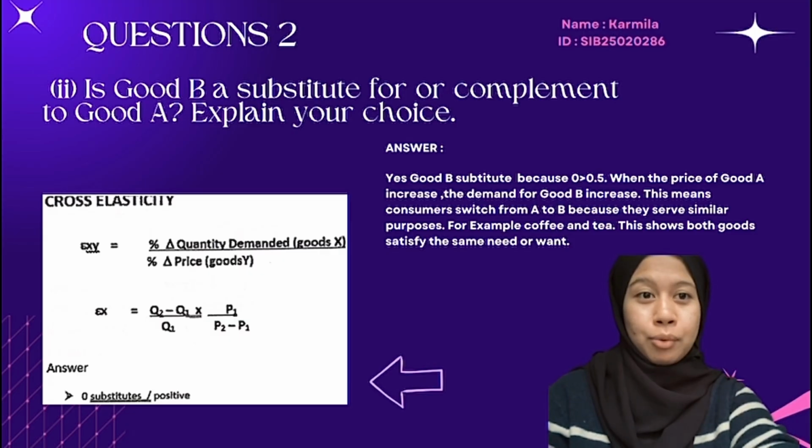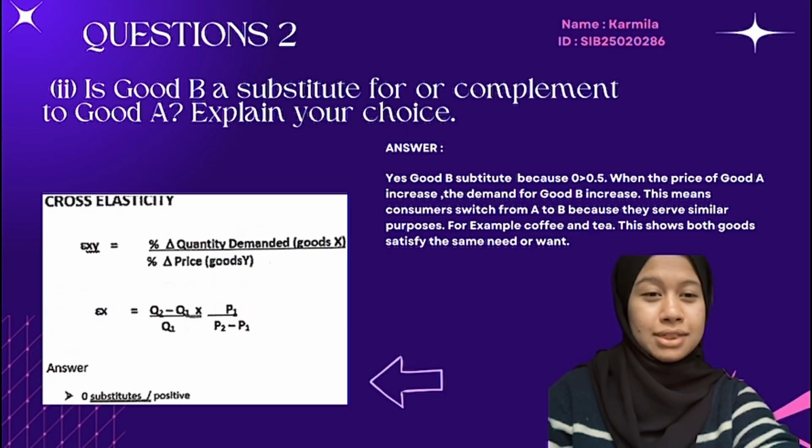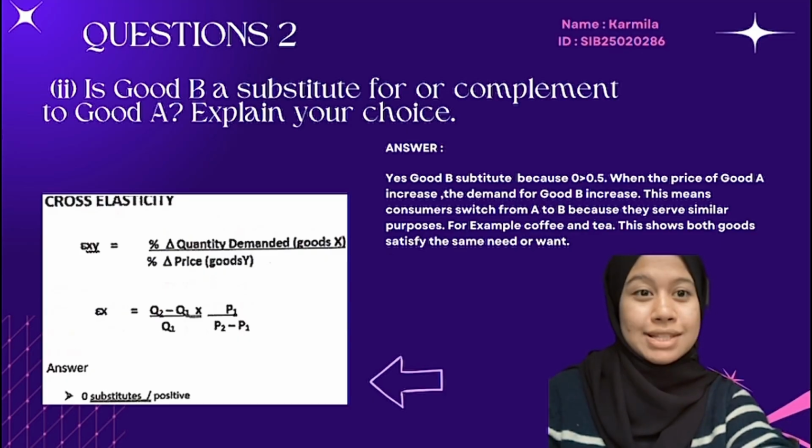Based on the formula I provided, anything above 0 is a substitute, except negative values. If the answer is minus 0.5, then it's not a substitute. But the answer here is 0.5, so it's a substitute.